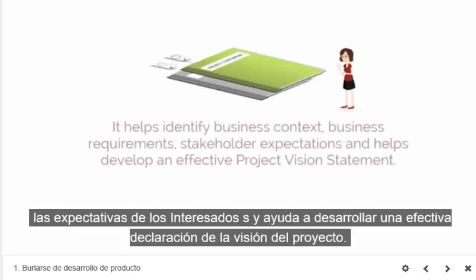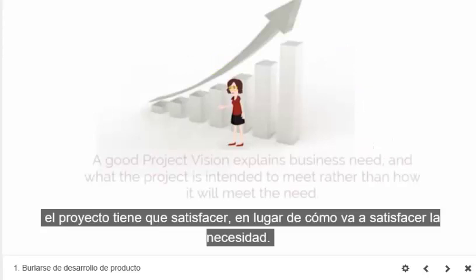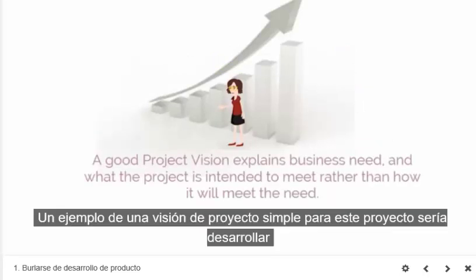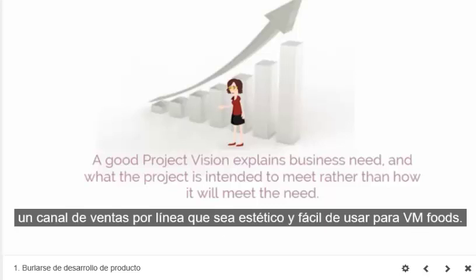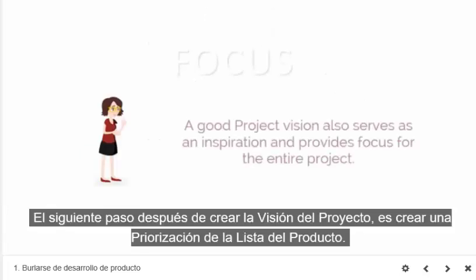This meeting helps identify the business context, business requirements, stakeholder expectations, and help develop an effective project vision statement. A good project vision explains the business need and what the project is intended to meet rather than how it will meet the need. So an example of a simple project vision for this project can be develop an easy-to-use and aesthetically pleasing online sales channel for VM Foods. A good project vision also serves as an inspiration and provides focus for the entire project.